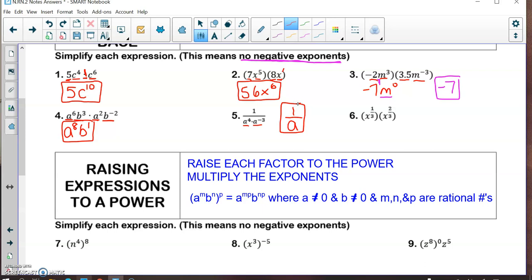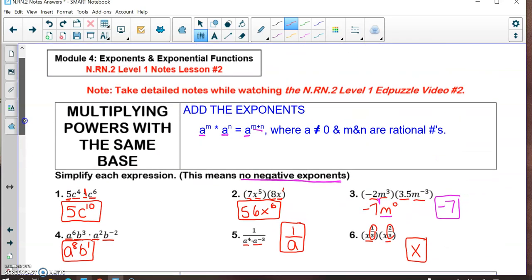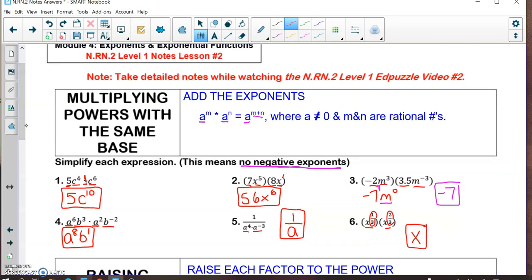And then lastly, my next one, an x to the 1/3 power times an x to the 2/3 power. I keep my base of x, I add my exponents. A 1/3 plus a 2/3 is a 3/3, and a 3/3 is really an exponent of 1. So this is really an x to the 1st power, or just an x. No negative exponents there, so that's fully simplified.